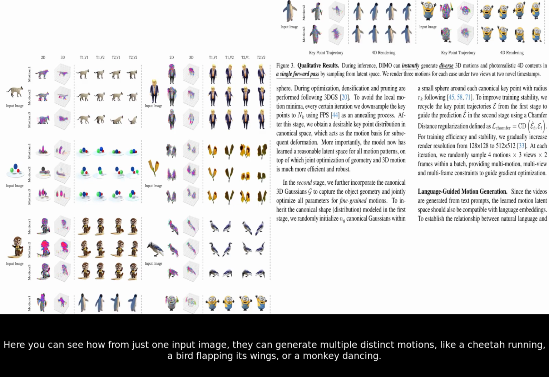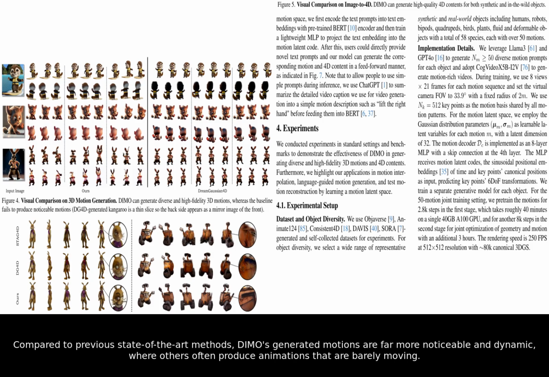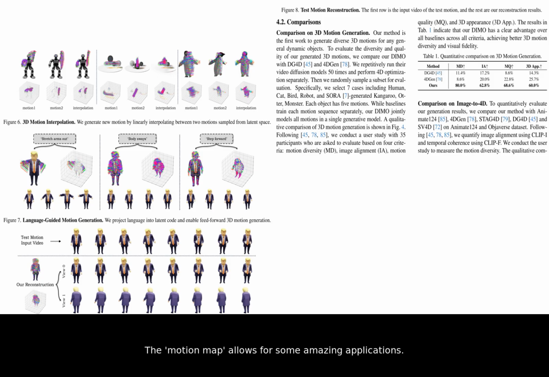Here you can see how from just one input image, they can generate multiple distinct motions, like a cheetah running, a bird flapping its wings, or a monkey dancing. Compared to previous state-of-the-art methods, DIMO's generated motions are far more noticeable and dynamic, where others often produce animations that are barely moving.